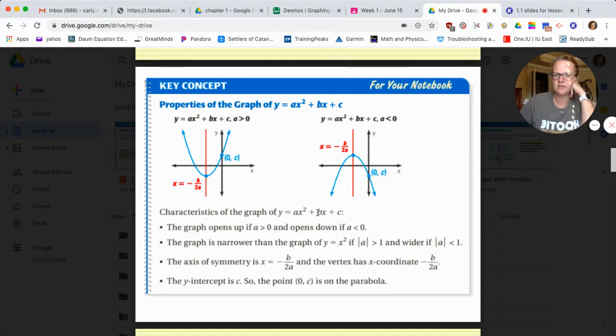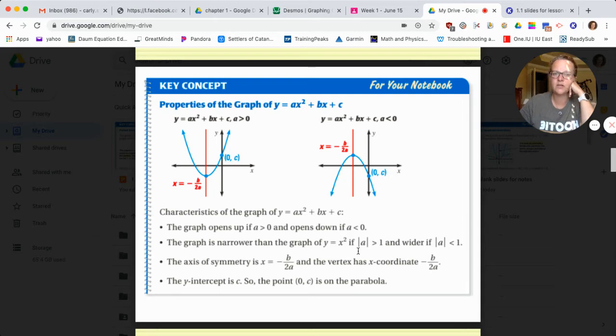So the characteristics of this graph are: the graph opens up if a is positive, down if a is negative. The graph is narrower than the parent function if the absolute value of a is greater than 1, and it's wider than the parent function if the absolute value of a is less than 1. This means if a is a whole number, and this means if a is a fraction. Then the axis of symmetry is x equals -b over 2a. It's always the line x equals a value.